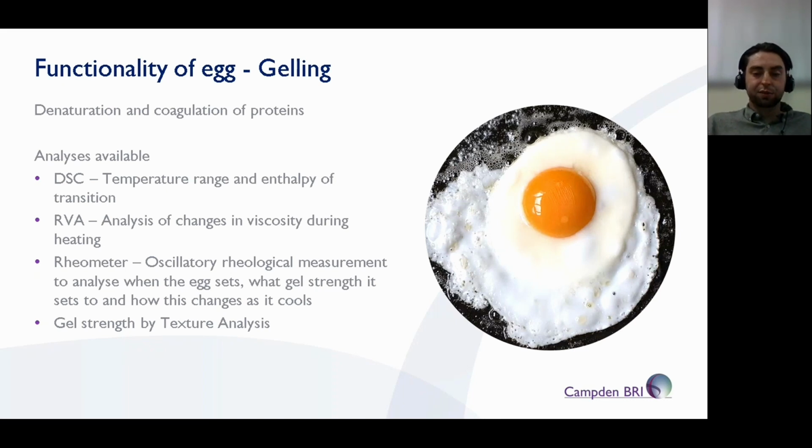There's lots of tricky things with this method that I alluded to. How long do you cook it for? How long do you cool it for? What temperature control do you have as it's cooling?